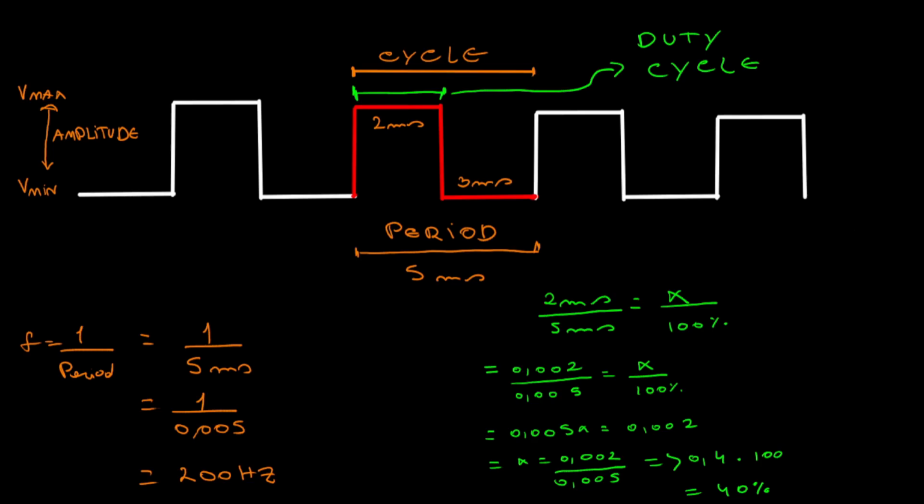Let's say that the minimal voltage is 0 volts and the maximum voltage is 5 volts. To know how much voltage we have in this 40% duty cycle, we can do this. We take the maximum voltage, which is 5 volts, and multiply it by the percentage of the time the duty cycle is high, which is 40%. So solving this, we get 2 volts.